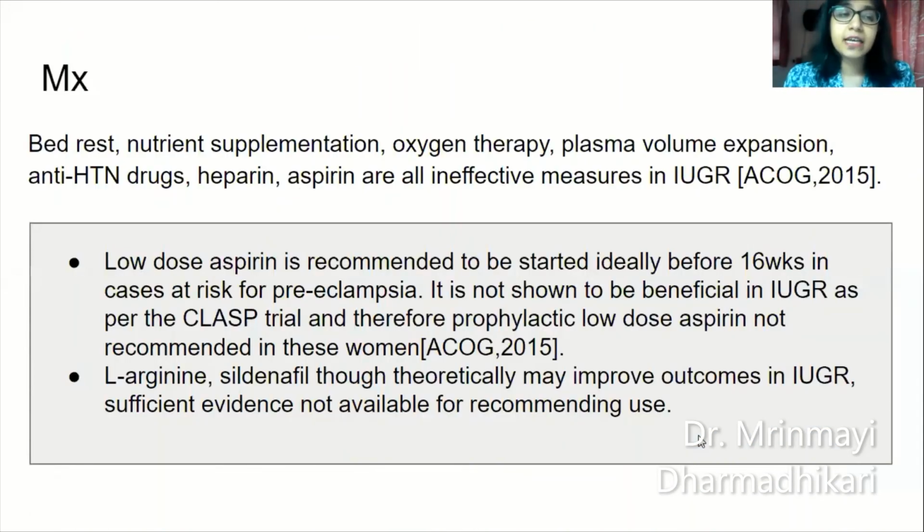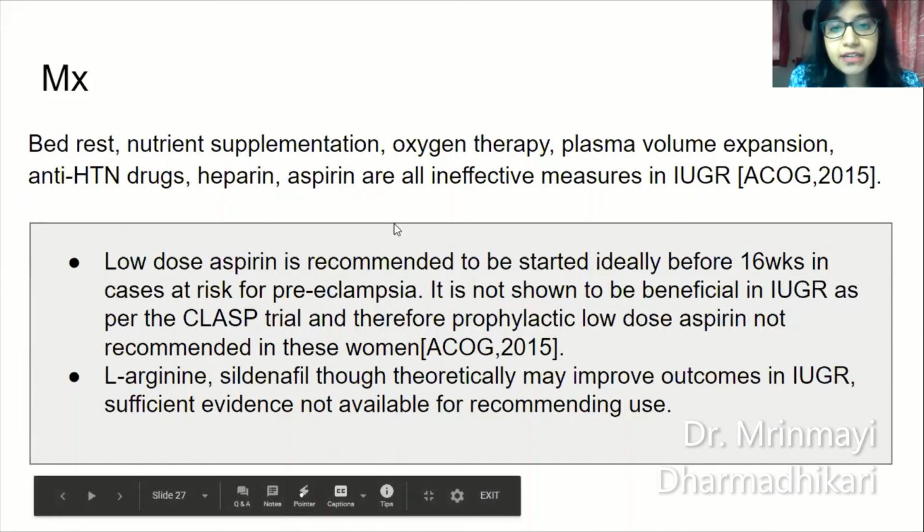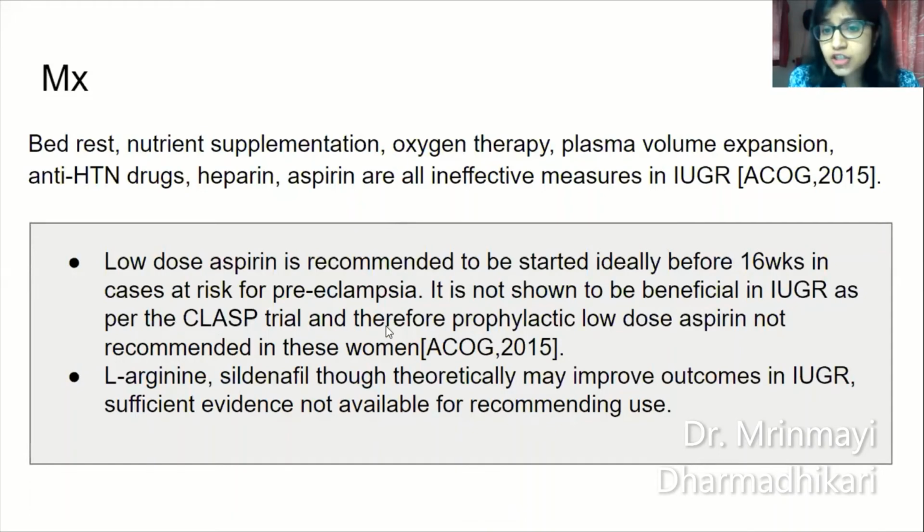Now, a few important points: bed rest, nutrient supplementation, oxygen therapy, plasma volume expansion, antihypertensive drugs, heparin, aspirin, all of these are ineffective measures in IUGR as stated by the American College of Obstetrics and Gynecology in 2015. Low dose aspirin is recommended to be started ideally before 16 weeks in cases at risk for preeclampsia. It is not shown to be beneficial in IUGR as per the CLASP trial. Now, the CLASP trial was a collaborative low-dose aspirin trial in pregnancy. And according to this trial, prophylactic low-dose aspirin is not recommended in women for prophylaxis of IUGR.